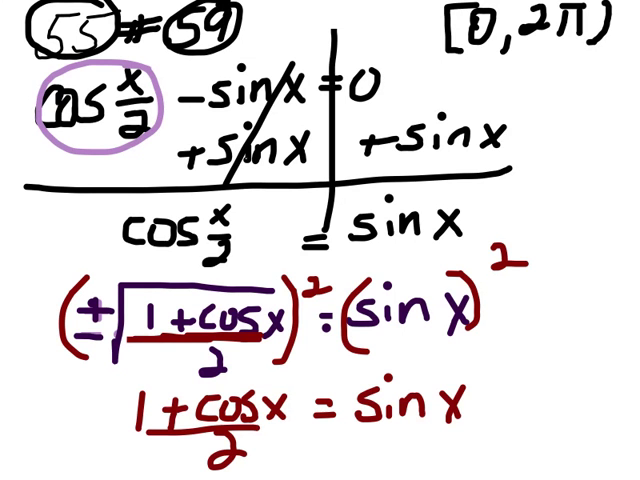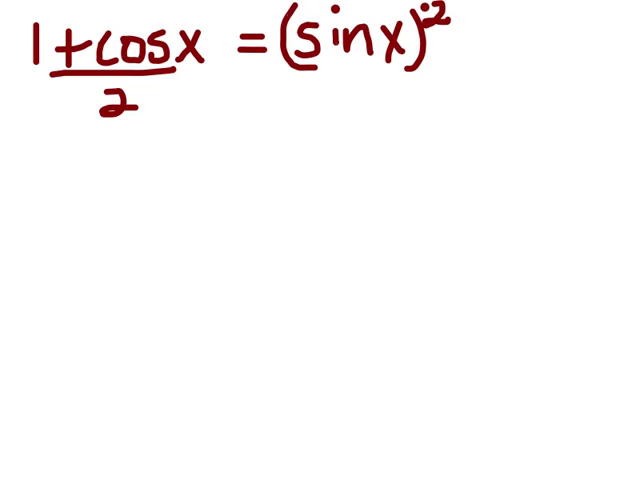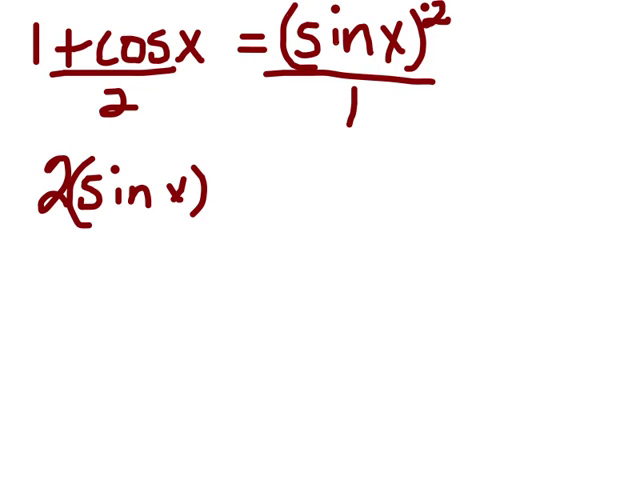So just to summarize, I moved sine x to the other side, replaced cosine x with its half angle formula replacement, and then to get rid of the radical, I squared both sides. Okay, so I'm going to put this over 1. If I cross multiply, I get 2 sine x, and I'm just going to put the square on it like that, equals 1 plus cosine x.